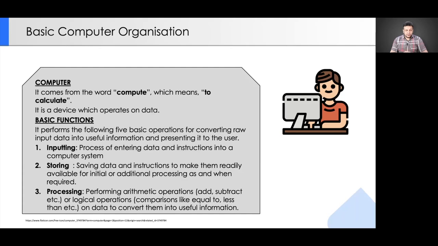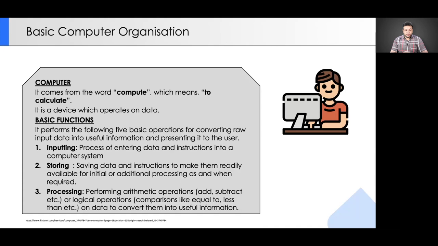If we look at a few functions, the first function we can see is inputting. That means it takes some input from the user with the help of input devices. That is the process of entering data and instructions into a computer system, which we call inputting. Input is given by the user through various input devices, such as the keyboard or the mouse.